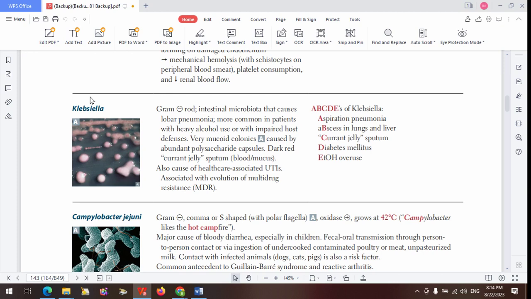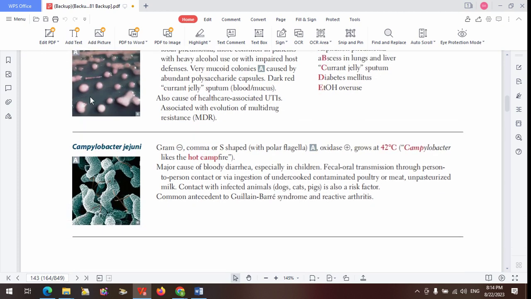We said the inflammatory response it causes in the lung is associated with production of currant jelly sputum. So someone that has Klebsiella pneumonia will produce the currant jelly sputum. And we talked about the sputum color for the other organisms like Pseudomonas, like strep pneumo. So strep pneumo is rust, Pseudomonas is green, Kleb is currant jelly.